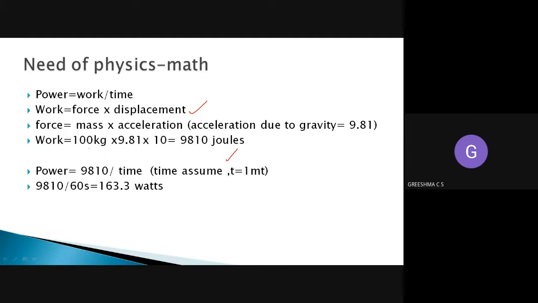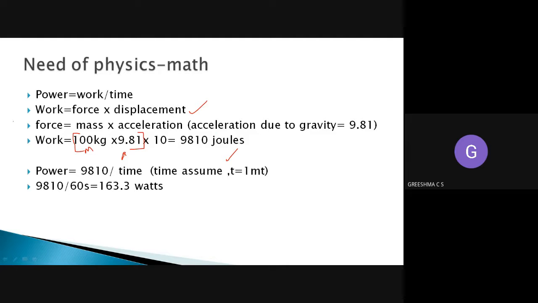So work means force into displacement. Force is mass into acceleration. Okay, m into a into the displacement. You have to lift the 100 kg to a height of 10 meters. So you got it as 9810 joules.